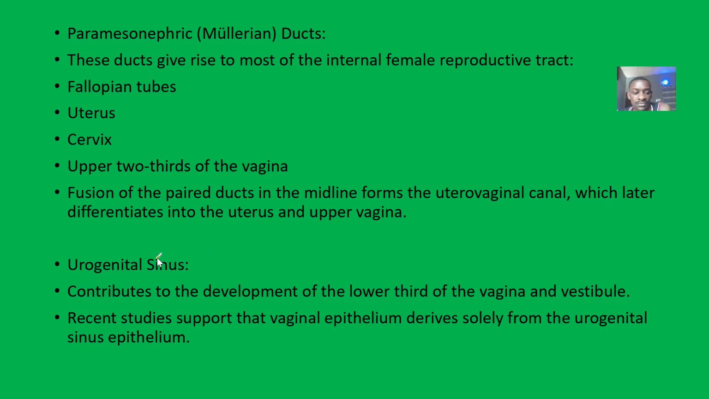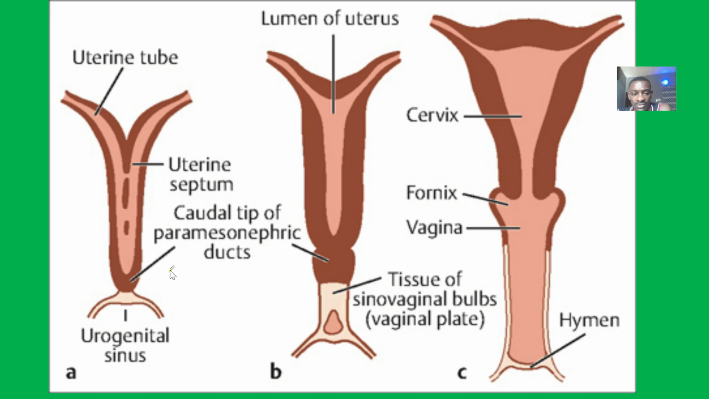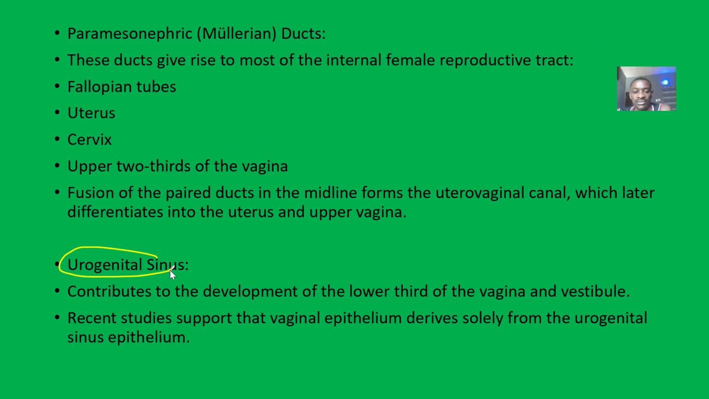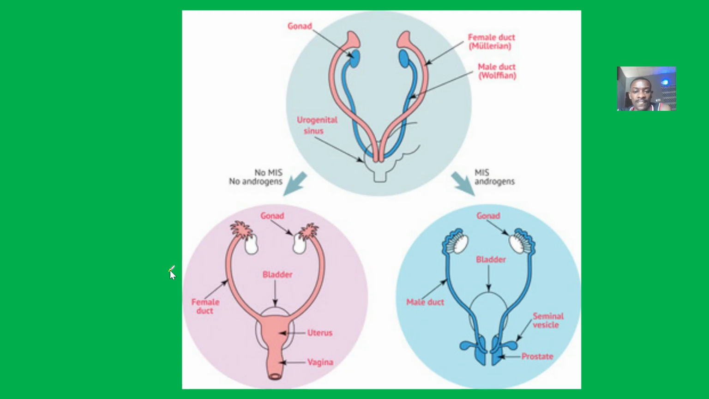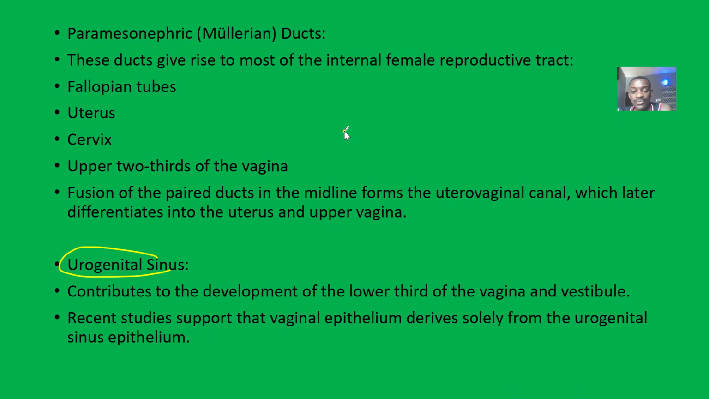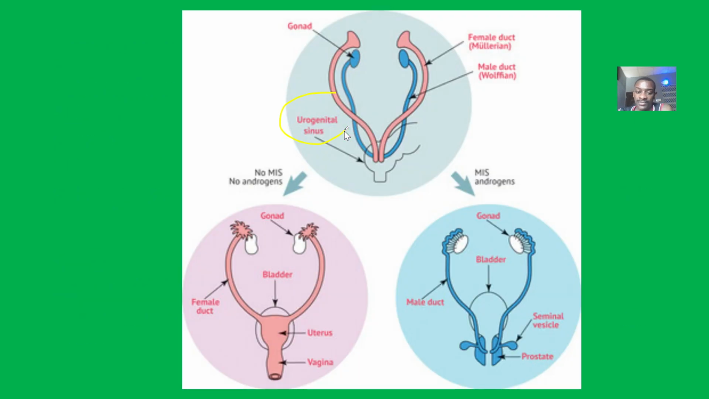Next we have the urogenital sinus. That's what we're talking about, the origins. We've spoken about the urogenital sinus. It contributes to the development of the lower third of the vagina and the vaginal vestibule. Recent studies support that vaginal epithelium is usually derived solely from the urogenital sinus epithelium.